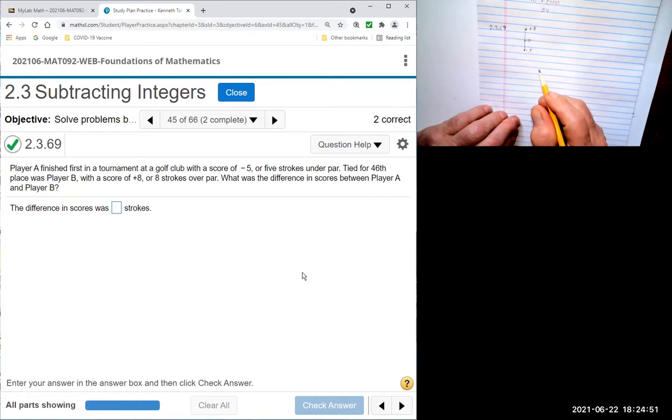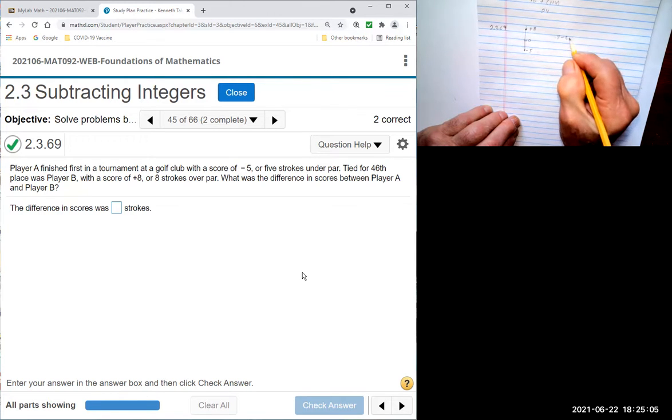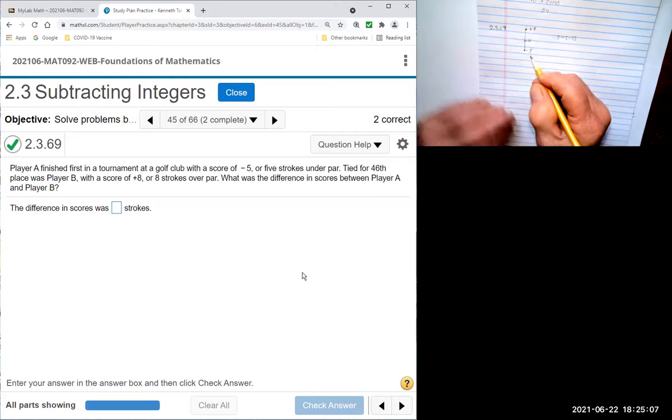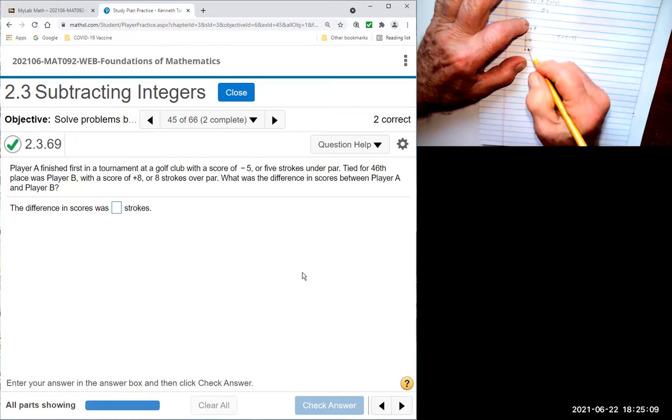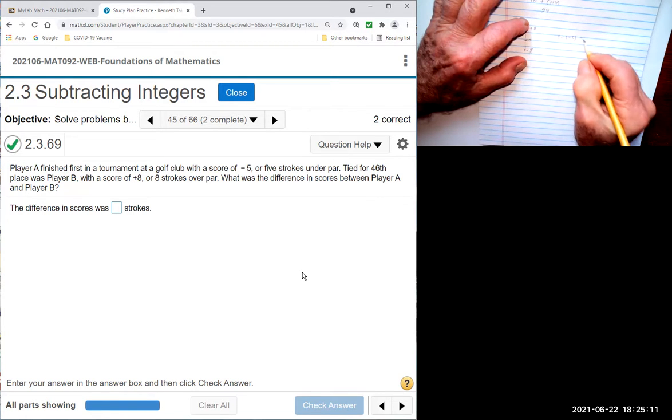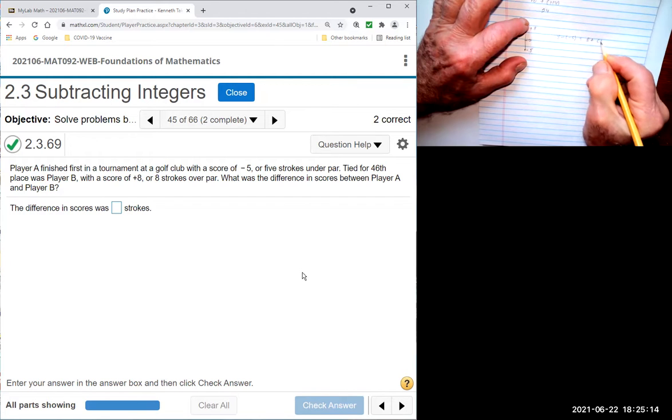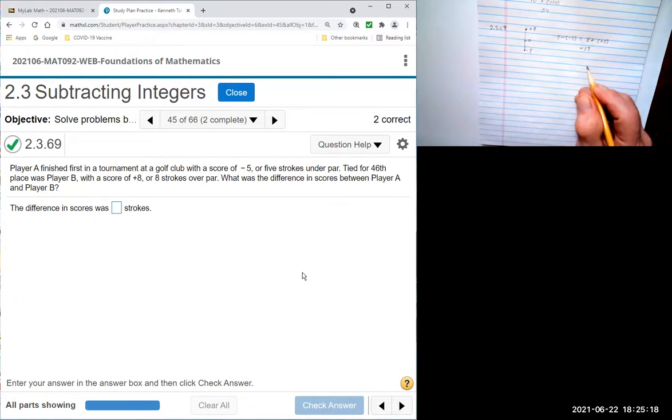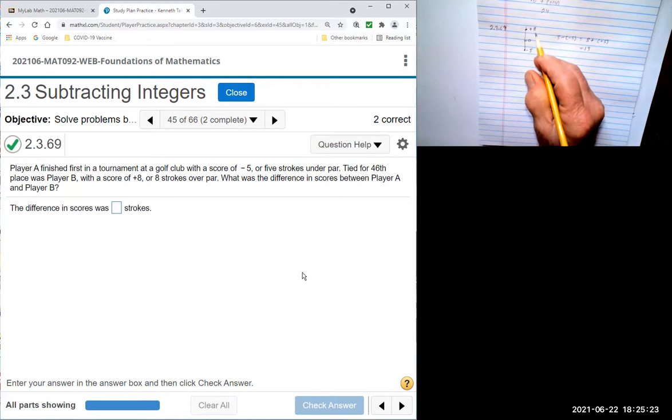What is the difference between the score of player A and the score of player B? Well, we have to pass through 0, and that's the problem. So I'm going to take +8 and subtract from it -5 to get the difference in the height between these two scores. So that's 8 plus a +5. So there's 13 units difference between the lowest score and the highest score.